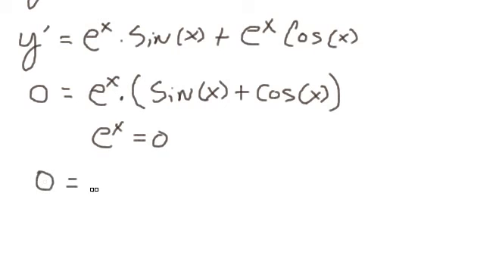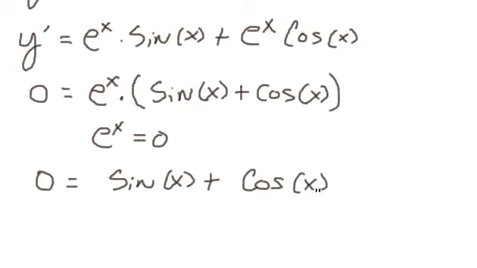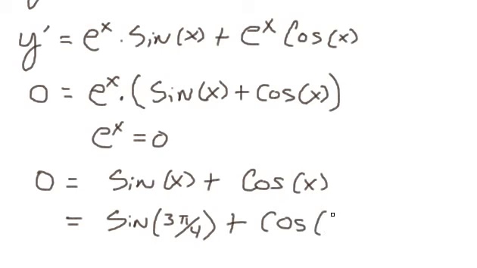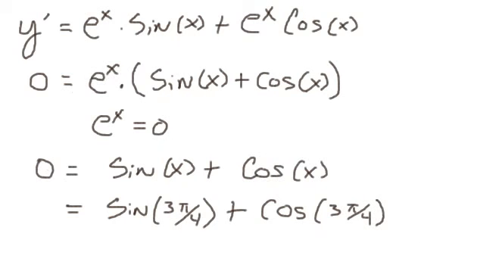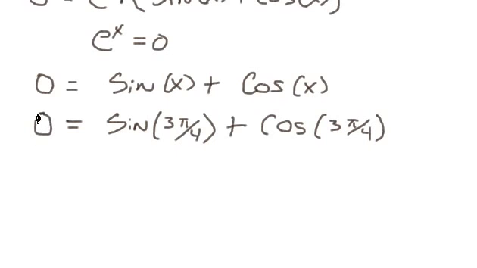Set this other factor equal to 0, and that's sine x plus cosine x. So hopefully you're up on your trig. The only value I'm going to be able to plug in here to get this to be 0 is 3 pi fourths. So the sine of 3 pi fourths plus cosine of 3 pi fourths, and remember, equals 0.